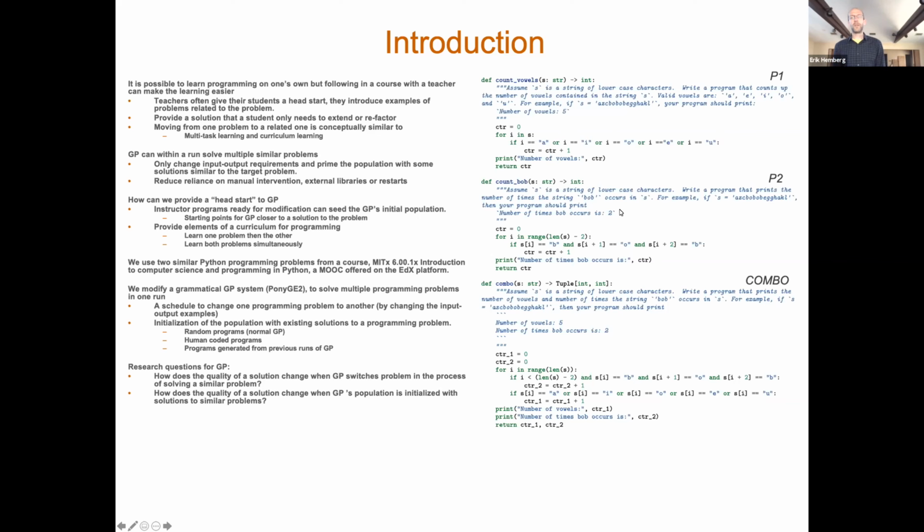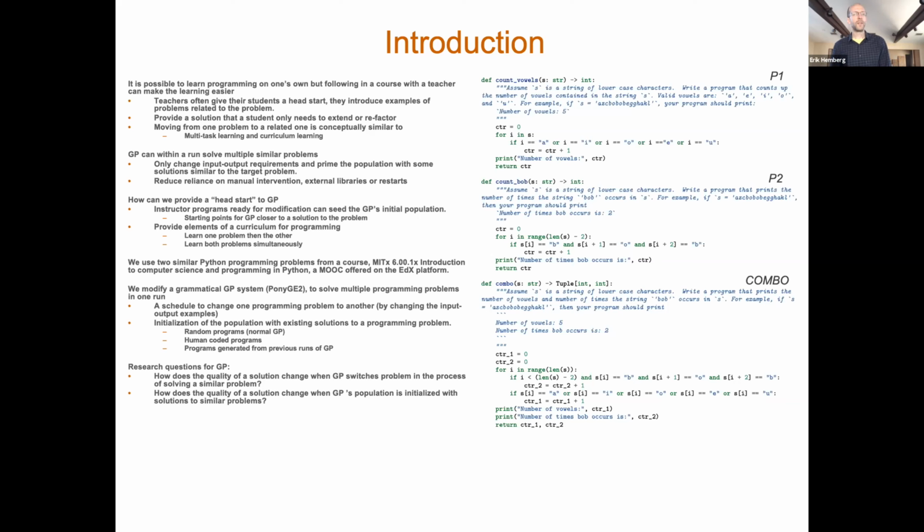The second problem in this course is count Bob. We call that P2, which is you're given a string, and now you want to count how many times the string Bob occurs in that string. So again, it's very similar to count vowels. And finally, we created a combo problem, which we called combo. So that's where we're trying to solve both count vowels and count Bob at the same time. So we're given a string and we want to return how many vowels and how many Bob is occurring.